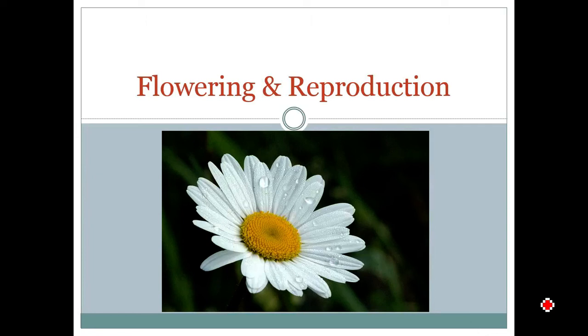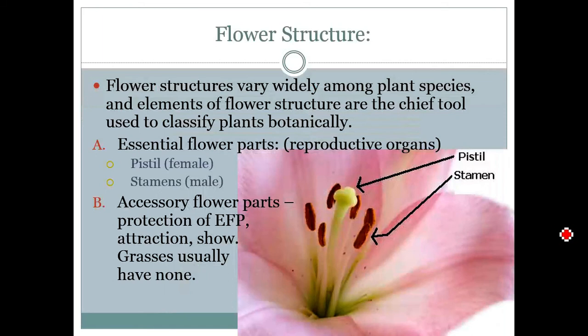And the other one that I mentioned was duration. Now, I didn't really deal with duration in the previous lecture because it has much more importance and much more impact here when we're talking about flowering and reproduction. So we'll get to that here in just a minute. But we want to talk first about flower structure.